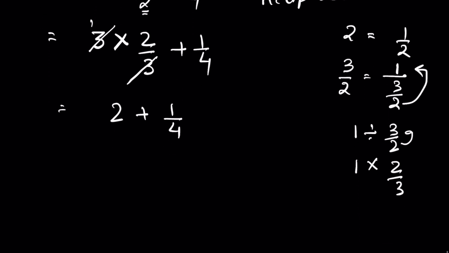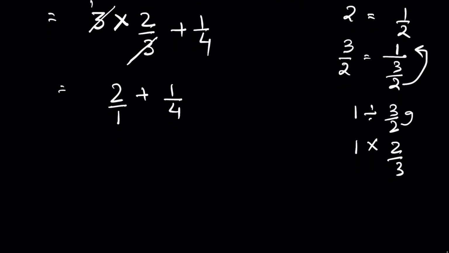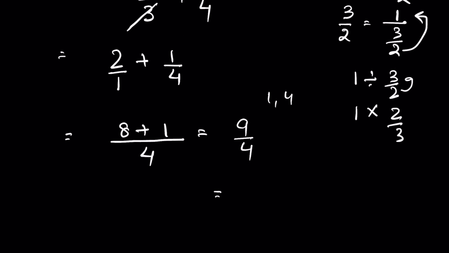Now we have to add here. Again 2 is a whole number and 1 upon 4 is a fraction. So we convert this whole number into a fraction by putting 1 here. Now these are unlike fractions because they have different denominators. So we find a common denominator. LCD of 1 and 4, least common denominator will be 4. So 4 divided by 1 is 4 times 2 is 8 plus 1. So 9 upon 4. You write it as a mixed fraction. 4 times 2 is 8 plus 1 upon 4.